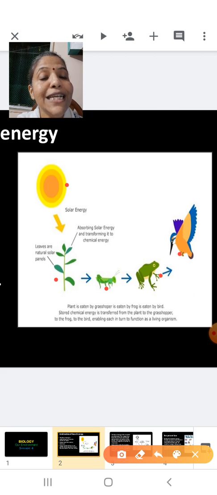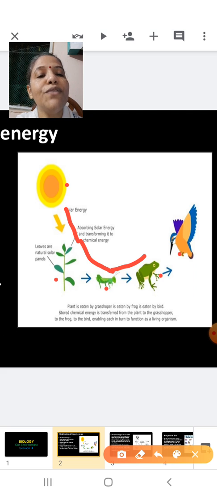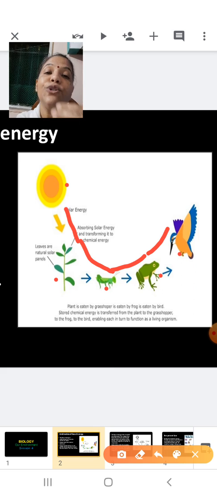So you can see the movement of energy, solar energy moving to the plant, and from there slowly to the body of the grasshopper, and slowly to the body of the frog, and finally to the body of the bird. So here there is a unidirectional flow of energy. Energy is moving from the sun to all other living organisms. At no point of time does a living organism give its energy to the sun. It is not happening. So this is a unidirectional flow.